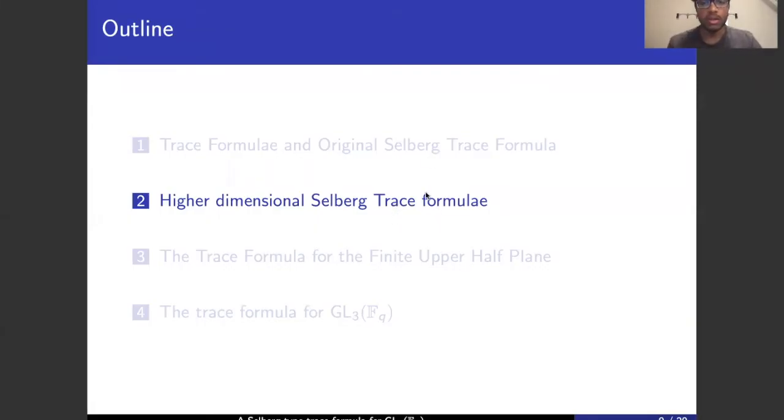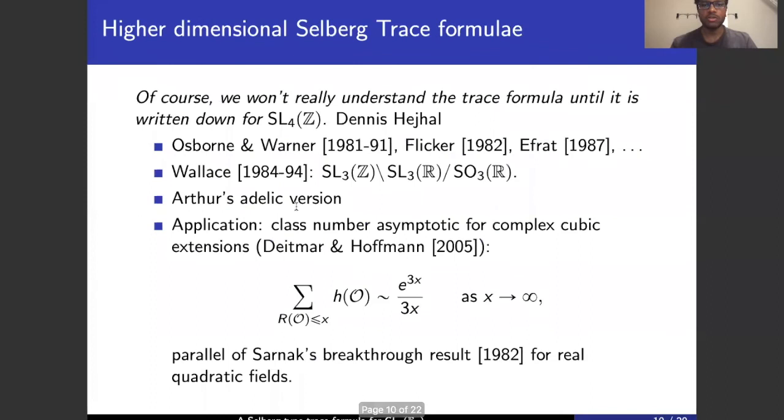Hi, I'm Daksh. I'm going to talk about higher dimensional Selberg trace formulae. So Maki just told us about the original Selberg trace formula on the upper half plane. So it's natural to wonder if there are generalizations of this to higher dimension. And indeed, there has been a lot of work and interest on this problem.